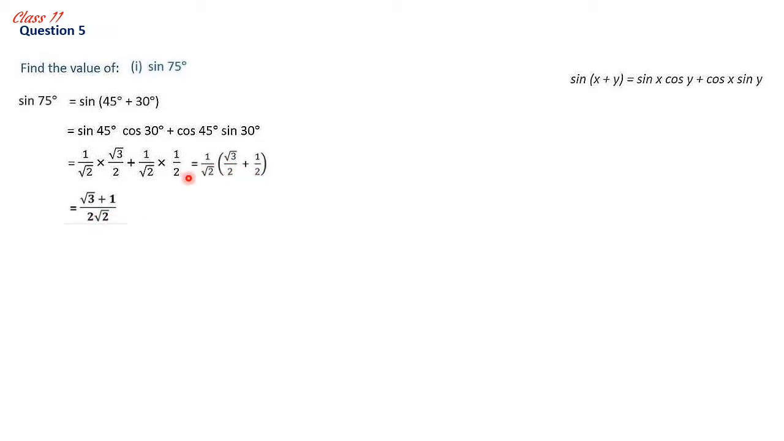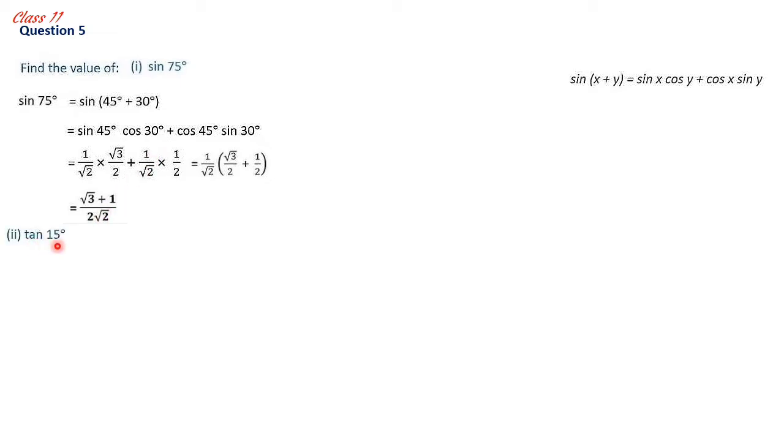Or else, without writing this step, this was done just for understanding purposes. From here directly also we can write, because you can see here 2 root 2, here also 2 root 2. If you take 2 root 2 as common LCM, 1 into root 3, 1 into 1, 1. So directly also you can write, it's not a problem.